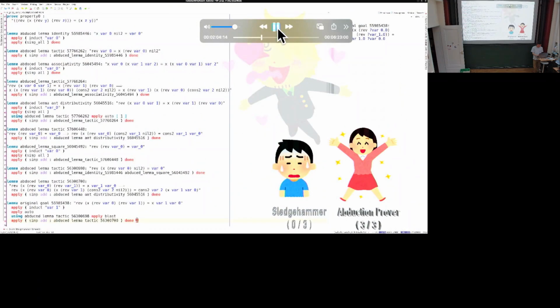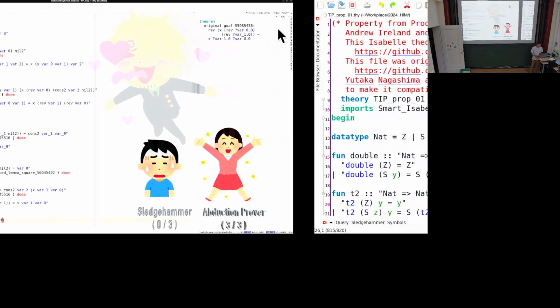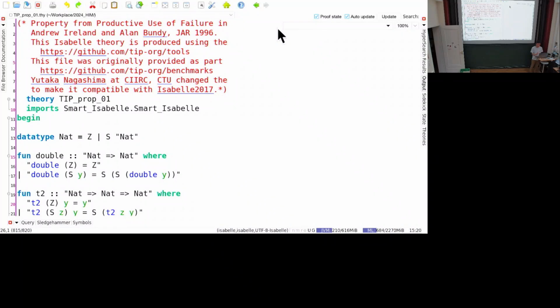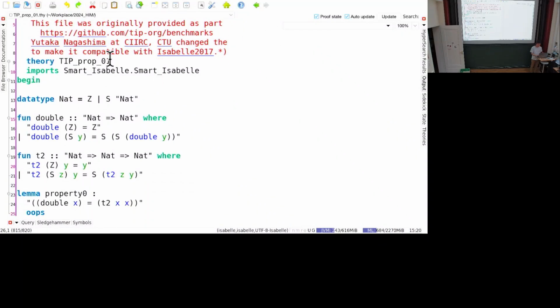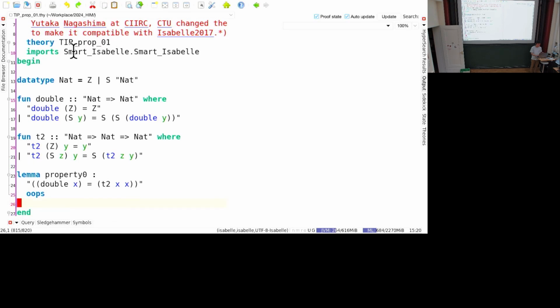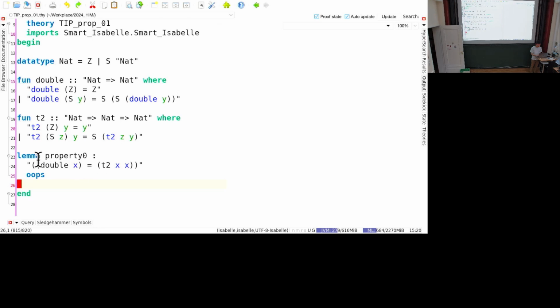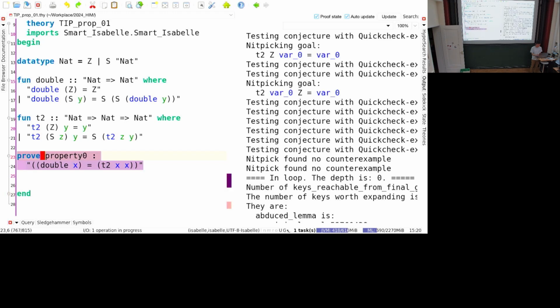That's impossible. Okay, so that's a pre-recorded demo, which is safer for me. And let's go to the real demo. So this is actually the same problem, prop 01. I installed my tool, abduction prover, here. And yeah, the lemma is stated here, and if we type sledgehammer, it's going to fail after some time, but we know that it's going to fail. So instead of lemma, we say prove this.